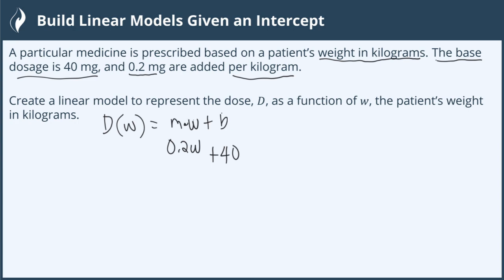And then, because that's what everybody has to take regardless of their weight, and then based on their weight, they have to take 0.2 of a milligram more. And so that's why we would do 0.2 times W. So the final product of this is going to be the function of D as a function of W equals 0.2 times the weight plus our base amount of 40. So that's how we would figure out what the linear model would be to represent the dose as a function of W using the patient's weight in kilograms.